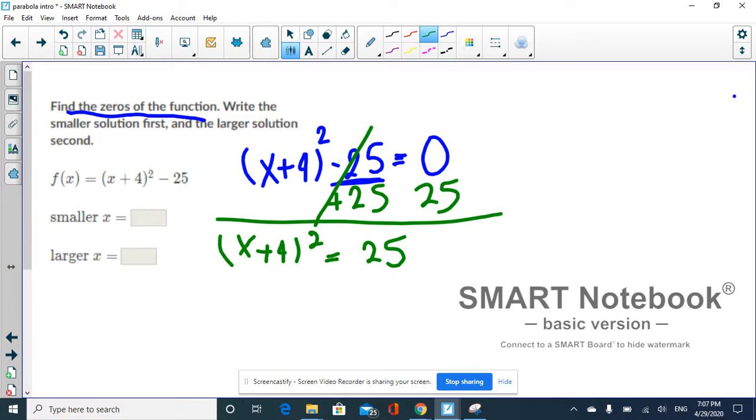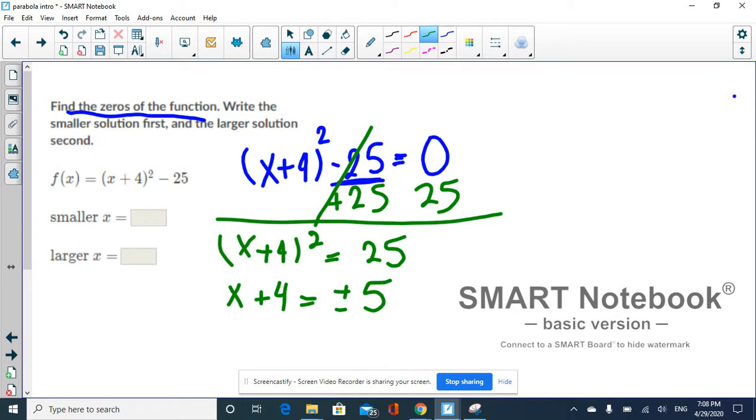We can't move this 4 from this side because it's under the square, the power 2. We have to get rid of the power 2 first by taking the square root. When we take the square root of the left side, we get x plus 4. Taking the square root of the other side gives you positive or negative 5.